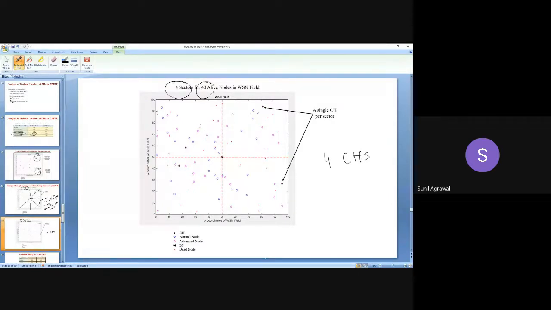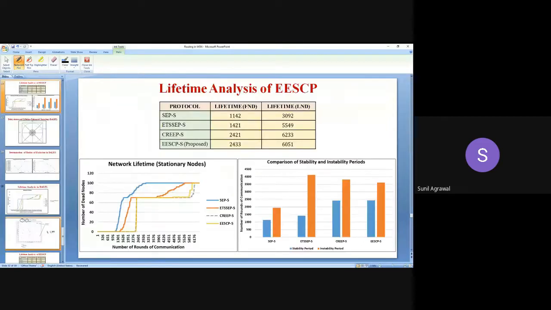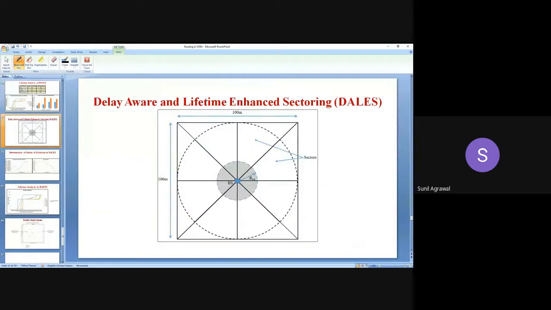By keeping the number of cluster heads to a minimum value, we have been able to save energy and increase the lifetime of the network, WSN. So this analysis has been done on this basis, right?